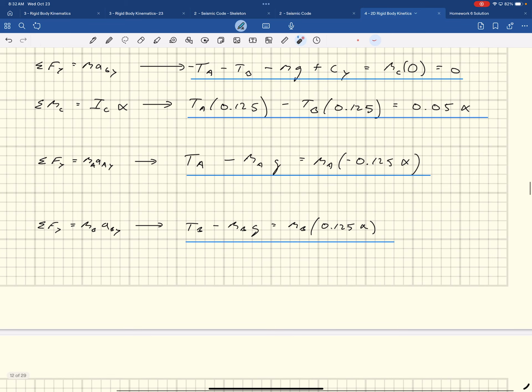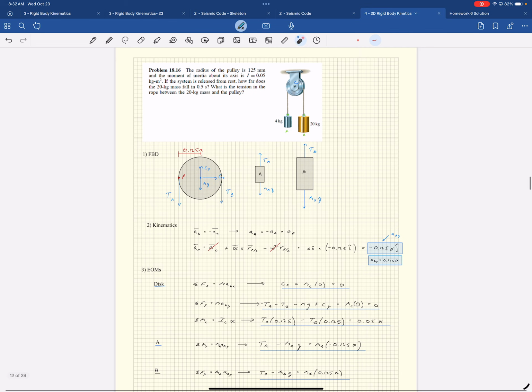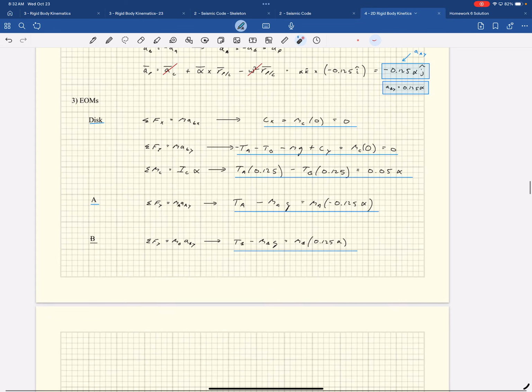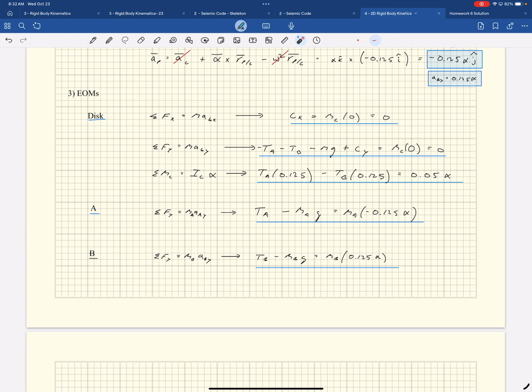But in fact, I guess the other point is, this is what you would need if it asked for the reaction. It didn't ask for the reaction. It actually just asked for, what did it ask for? What is the tension in the rope between the 20 kilogram and the pulley? So it just asked for one of the tensions. And so you actually could get away with just these three.